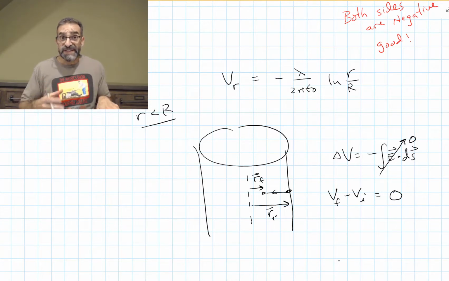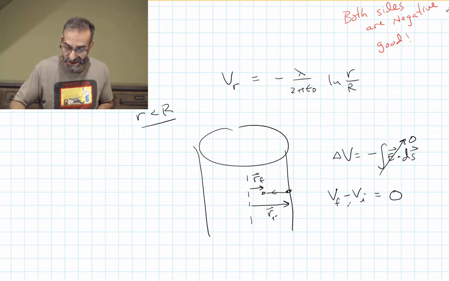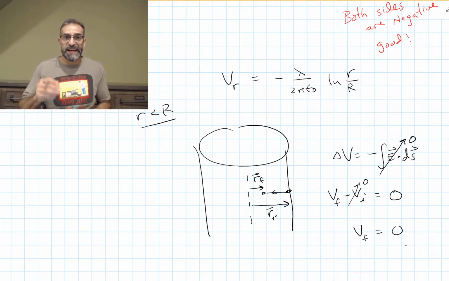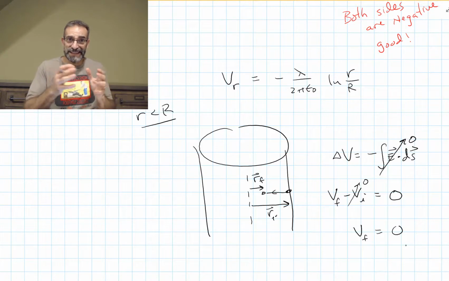Let's see what our potential has to be. It has to be whatever it is on the surface of the cylinder. It cannot change. It has to be constant. On the surface of the cylinder, it happens to be 0 in this case. So V final is 0. V at any location inside of our cylinder is 0. When the electric field is 0, delta V has to be 0, which means V has to be constant. In this case, the constant happens to be 0, but it doesn't have to be 0. It has to be whatever it is on the surface. It has to stay the same as it is on the surface.